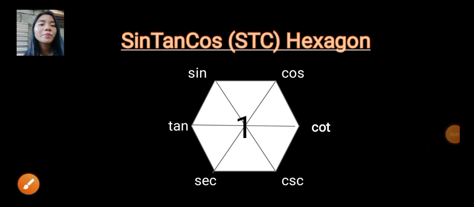For this video, our topic is all about the SohCahToa hexagon. So, this is the figure. So, we have sine, cos, cot, cosine, secant, and tangent.